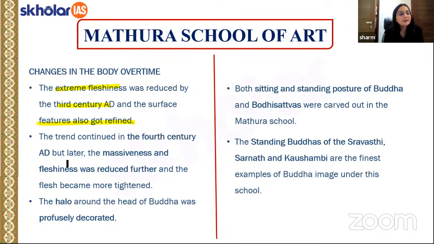All right. Now this trend continued in the 4th century AD as well, and the massiveness and fleshiness was reduced further. Along with that, the flesh became more tightened. यानी कि अगर आप देखेंगे, जैसे ग्रीक गॉड्स एंड गॉडेसेस होते हैं, उनकी बहुत ही परफेक्टली स्ट्रक्चर्ड डिफाइंड बॉडी होती है, ठीक है, जो भी स्कल्पचर्स हम देखते हैं. इसी तरह से गांधारा स्कूल ऑफ आर्ट के अंदर भी जो बुद्धा को डिपिक्ट किया गया है, उनकी जो बॉडी है वो रादर स्ट्रक्चर्ड है, बहुत ही रियलिज्म टाइप उसमें नजर आती है आपको.